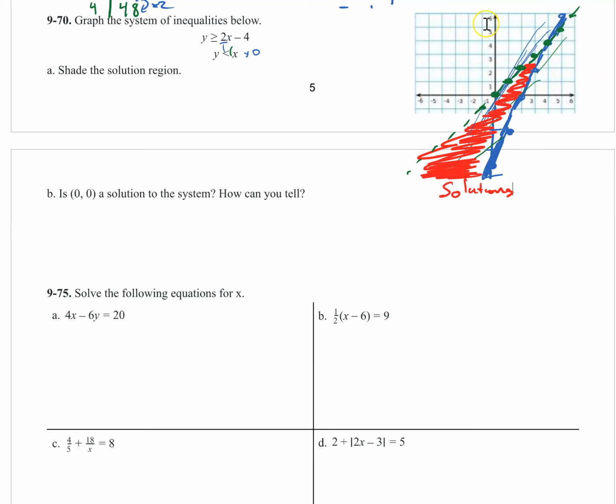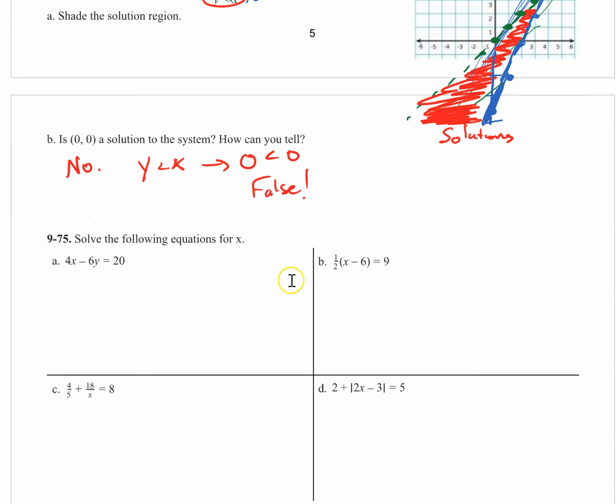where your solutions are. Now, is 0, 0 a solution to this system? And the answer is no. Right? Because if you plug it into that second inequality, y is less than x becomes 0 is less than 0, which is false. That's false. Not a solution. Solutions have to be true.